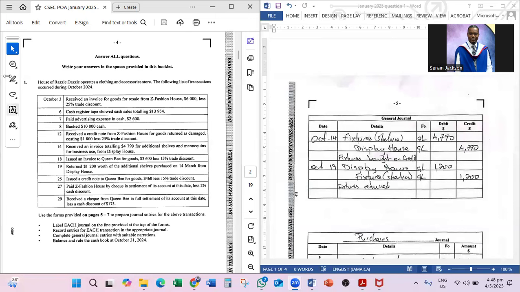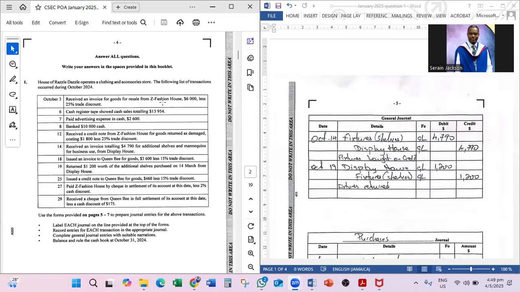So let's get right into it. Let's look at the first transaction. October 3, received an invoice for goods for resale from Z Fashion House for $6,000, less 25% trade discount. The fact that we are receiving an invoice, anytime you see the word invoice, you know that there is no cash involved, because an invoice is only given when goods are being bought or sold on credit. So the fact that you see the word invoice there means that there is no cash involved.